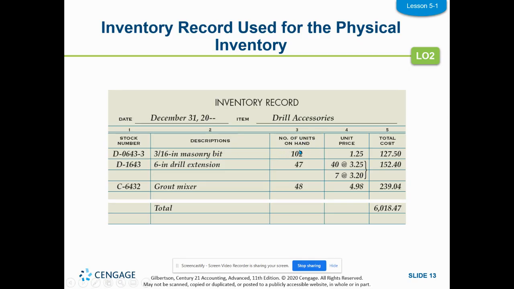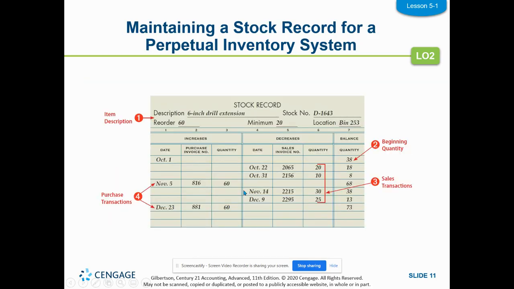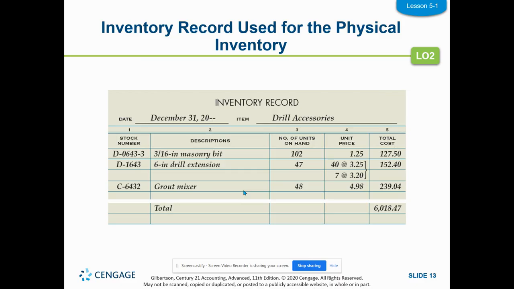So on here it says our number of units on hand, how much they cost us. Here are drill bits. We had 47 on hand. Well, 40 of them cost me $325. 7 of them cost me $320. So then there's my total cost. And then of course we have the grout mixer on here. And each one of them cost me $498 for a total cost of $239. So there's a big difference between this guy, which is just keeping track of the individual, right? The individual. And then this guy who is keeping track of all of the accessories.